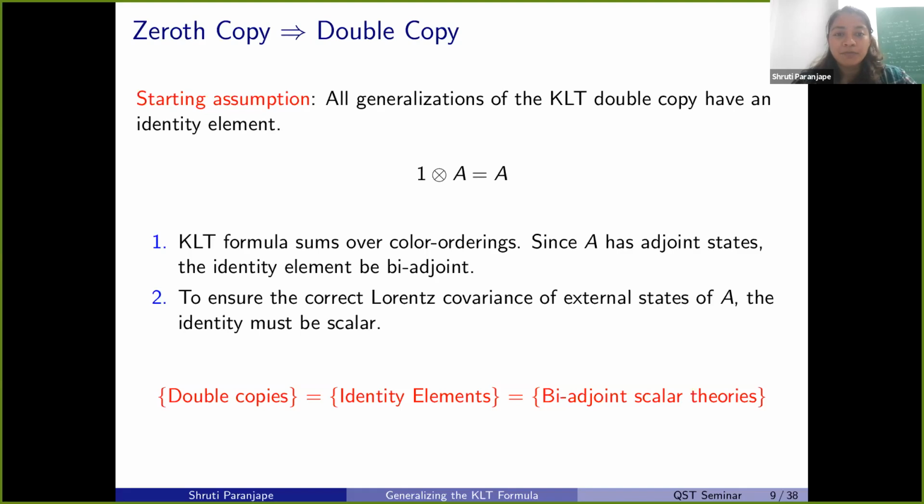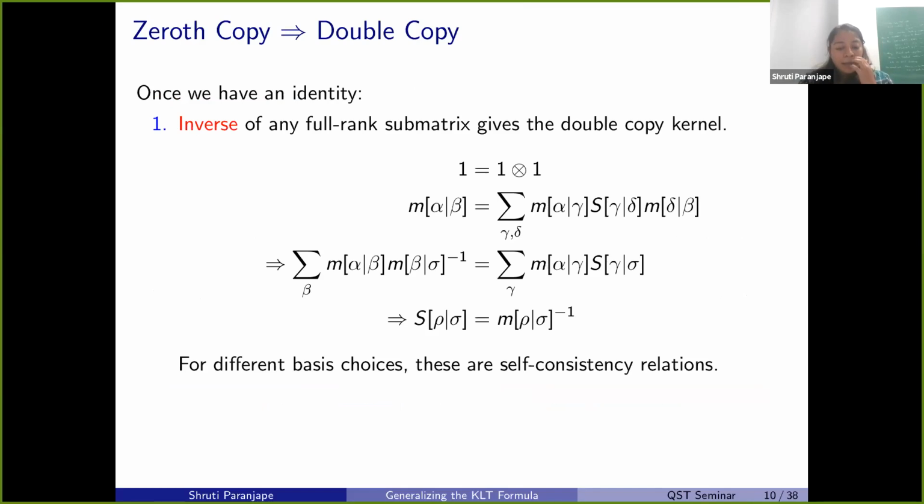Now, this might seem like a bit of a jump because it's unclear whether identity elements are enough to tell you everything you need to know about such a relation, such a double copy. It turns out it actually is. If you start with this relation which says 1 equals 1 times 1, you can write that in this form over here, and just multiplying inverses on both sides, you can show that the KLT kernel, or the double copy kernel, is given by the inverse of any full rank submatrix of bi-adjoint scalar amplitudes. In other words, if I write down a bi-adjoint scalar theory, write down the matrix of its amplitudes, calculate the rank, take the inverse, that is going to define what double copy multiplication means.